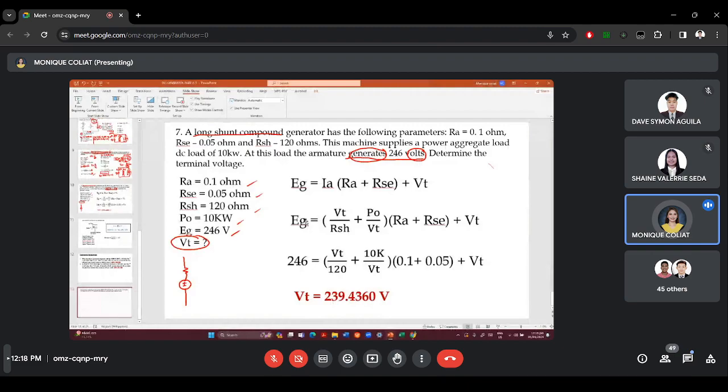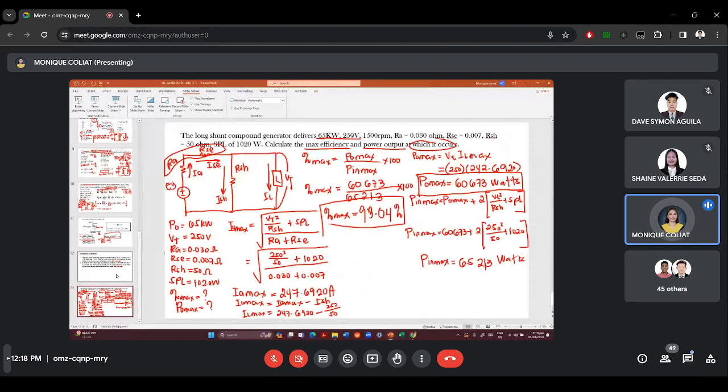Okay, so we are done with the DC generator. I hope you understood something. I uploaded the PDF containing these example problems. Please answer it and practice solving. I only want you to answer it with your own solution, with your own understanding, and without looking at my solution.